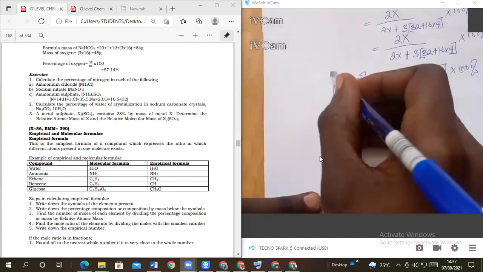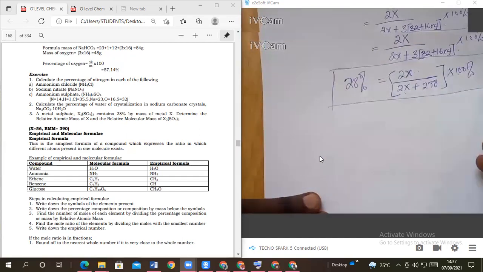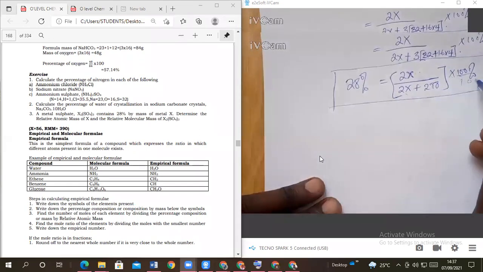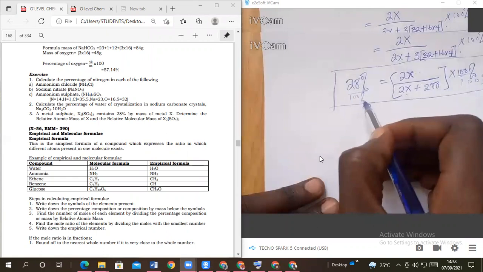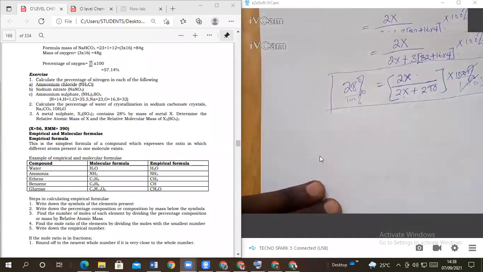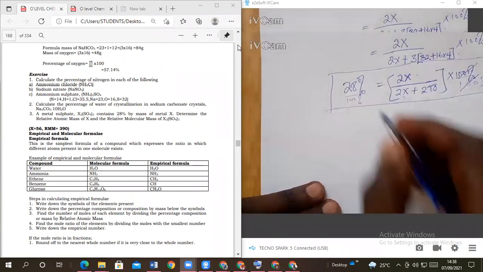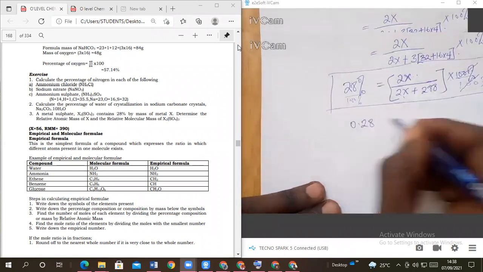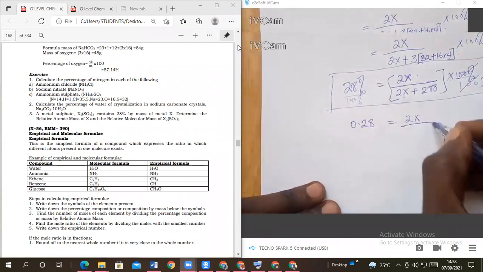I'm going to leave this one at this stage. But we can also proceed with this. We say divide this by 100, isn't it? Divide by 100%, divide by 100 what? Percent to remove it from here. So this one will go 28 divided by 100. What do you get? Okay, Maya has seen. 28 divided by 100 is 0.28, which is the same as 2x over 2x plus 288.